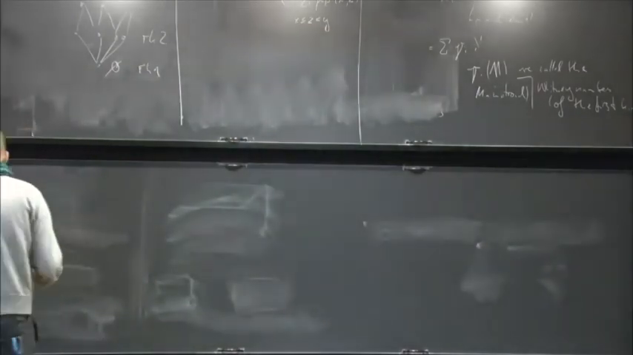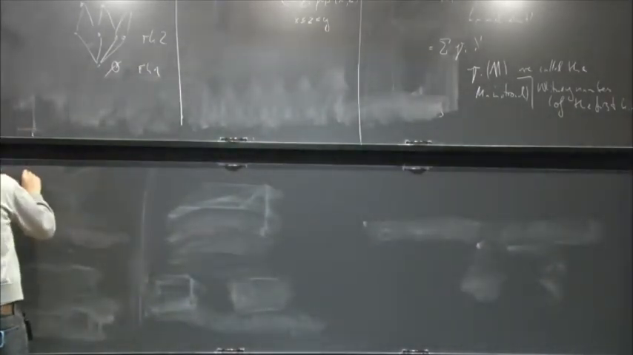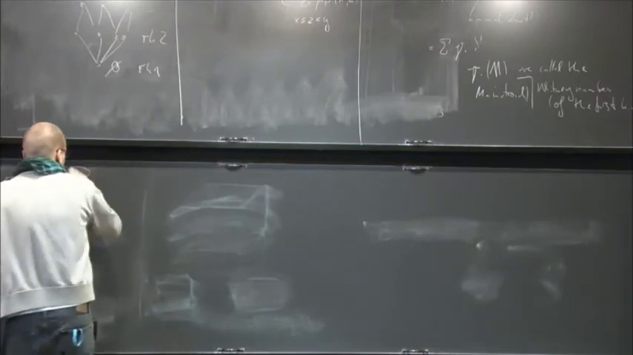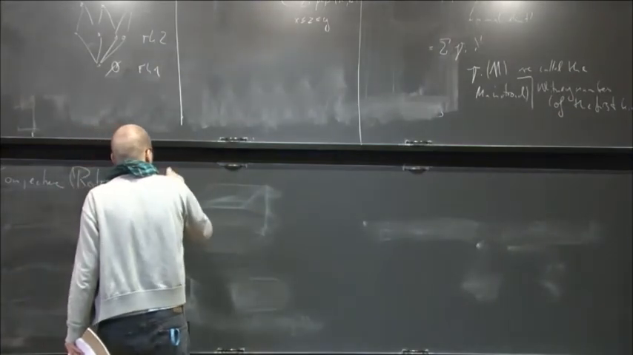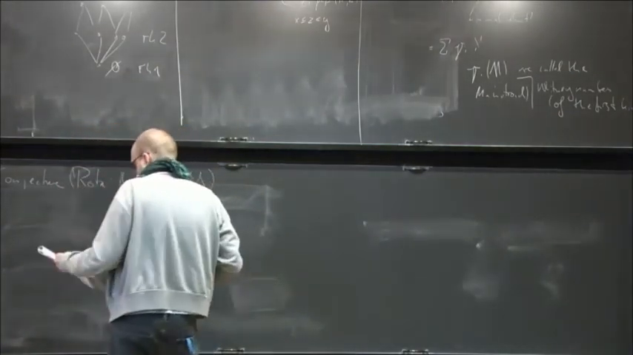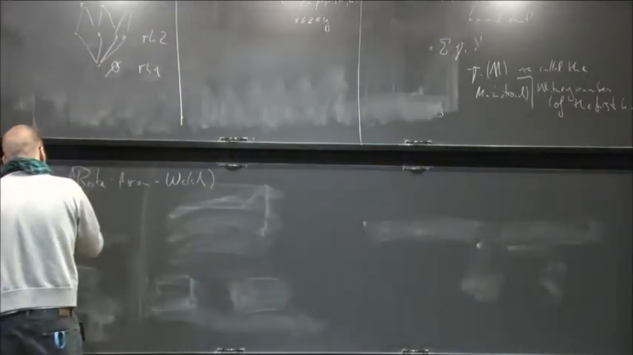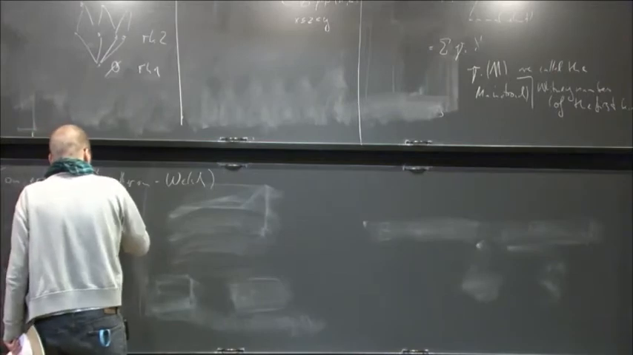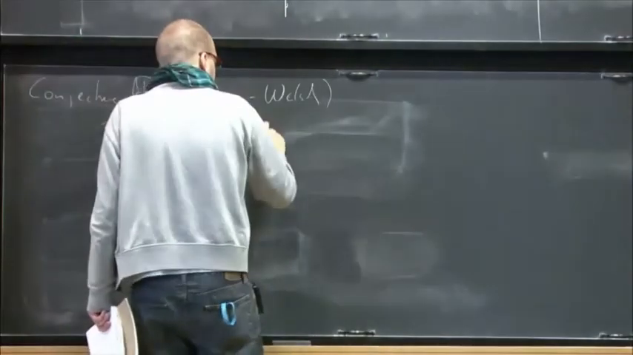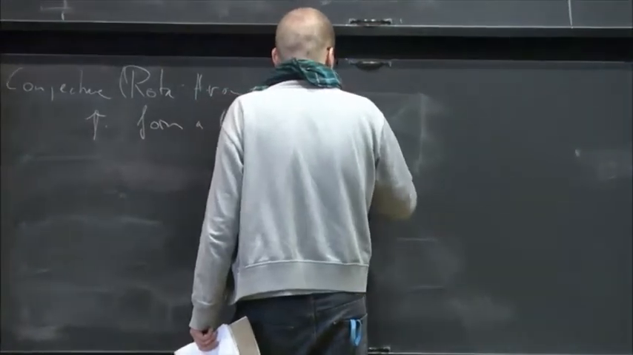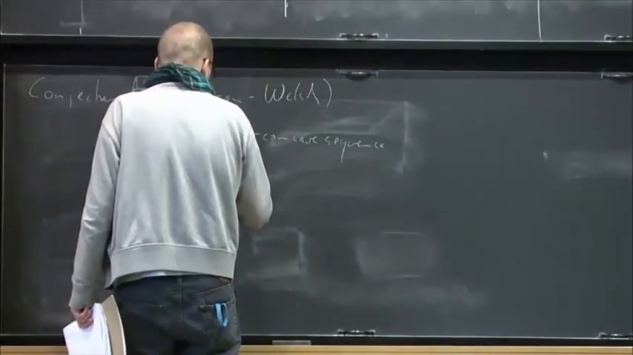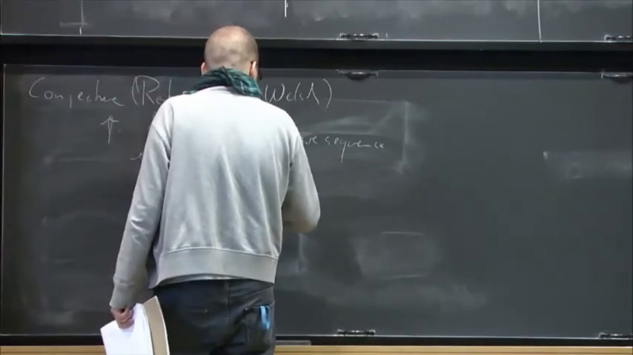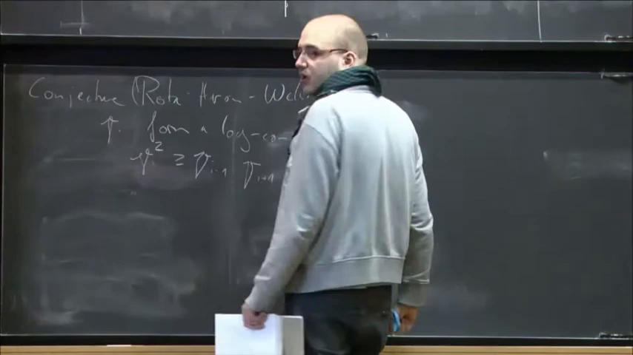Okay. So here's a conjecture. It goes back to Rota and Heron and Welsh. And this is it. These coefficients gamma i form a log-concave sequence. By which I mean that gamma i squared is larger or equal to gamma i minus 1 times gamma i plus 1 for all i.